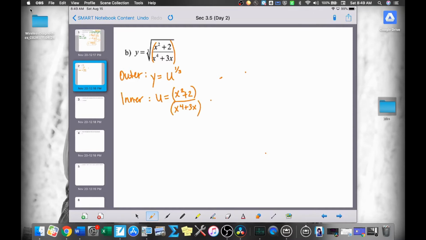So again, when we get to the point where we have to multiply by the derivative of the inner function, that is when we are going to have to use our quotient rule to differentiate that inner function.